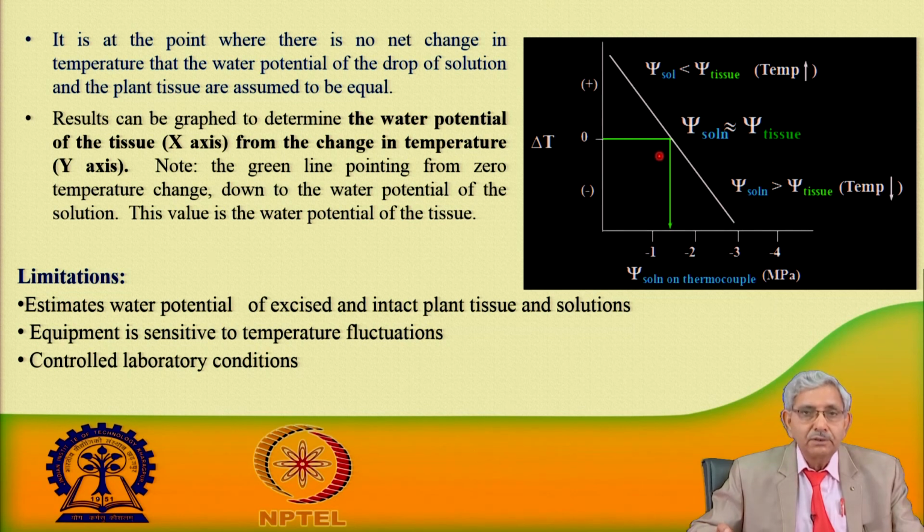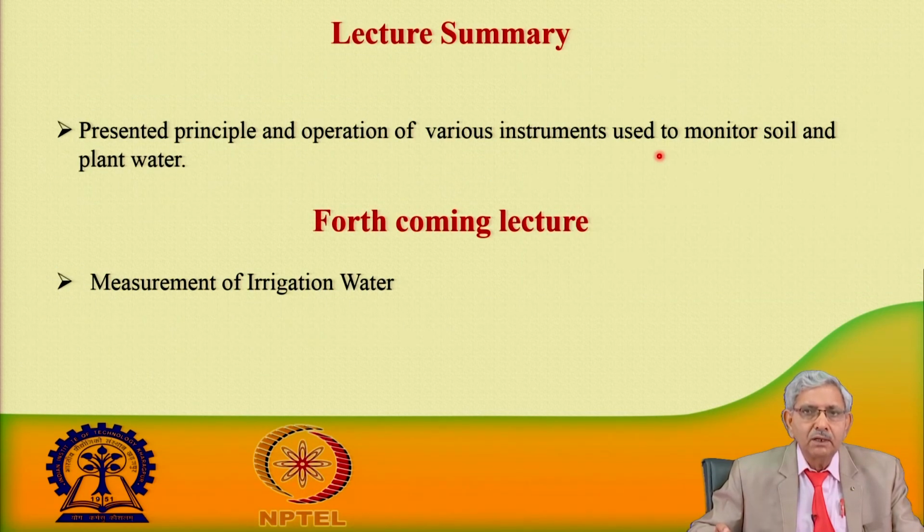Equipment is sensitive to temperature fluctuations, and it is purely a laboratory instrument. So, it needs a controlled condition to observe the plant water potential.